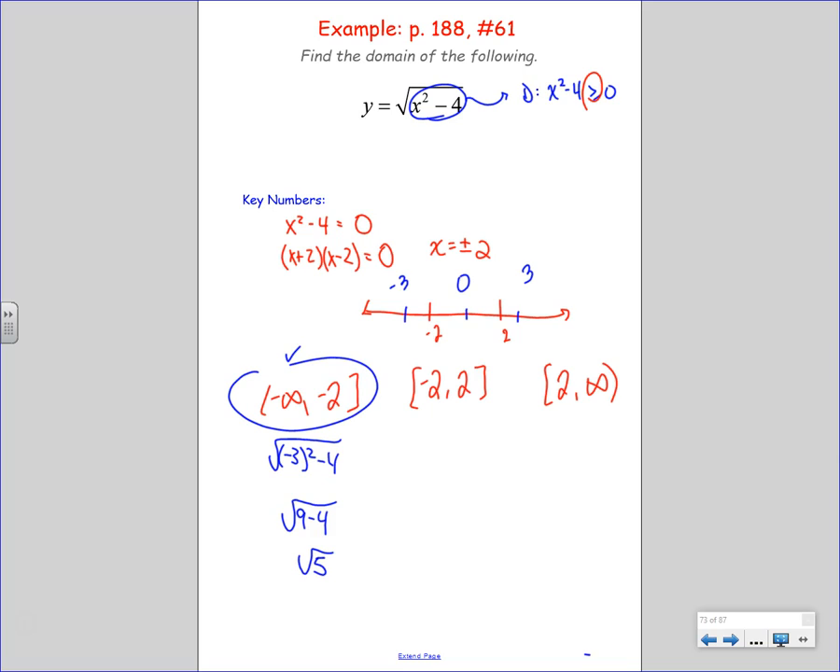Middle one. Let's plug in that 0. Square root of 0 squared minus 4 is the square root of -4. -4 is not greater than or equal to 0. This is imaginary, therefore not part of the real domain. Maybe some of you can already figure out what's going to happen with this guy.